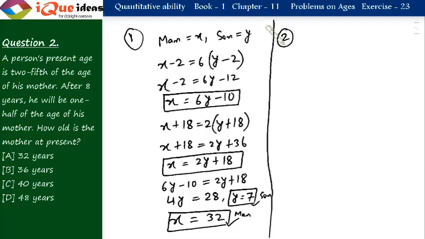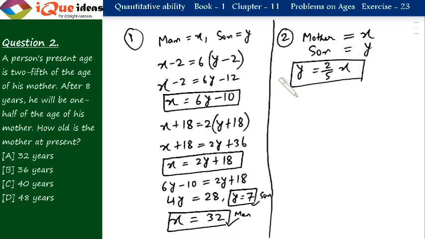Now let's take question number 2. A person's present age is 2/5 of the age of his mother. After 8 years, he will be 1/2 of the age of his mother. Let's say the mother's age is x years and the son's, the person's age is y. Now the first relation is y is equal to 2 by 5 x.